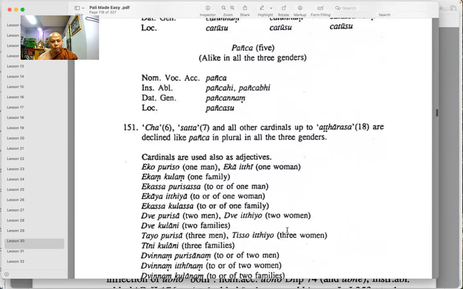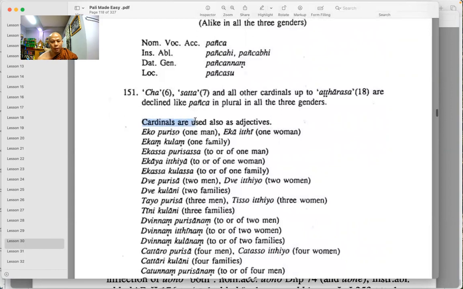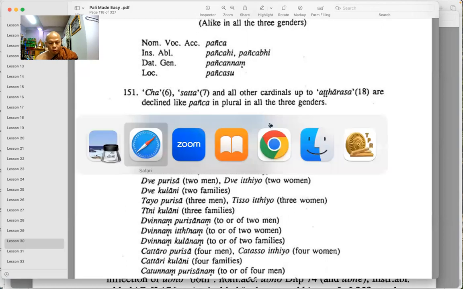So here you see, cardinals are also used as adjectives. So that is three genders. Those cardinals 1, 2, 3, 4, 5 can be used as, maybe, 'equal one' or 'one man'. That is why they can have three genders with this information. So we need to note this.